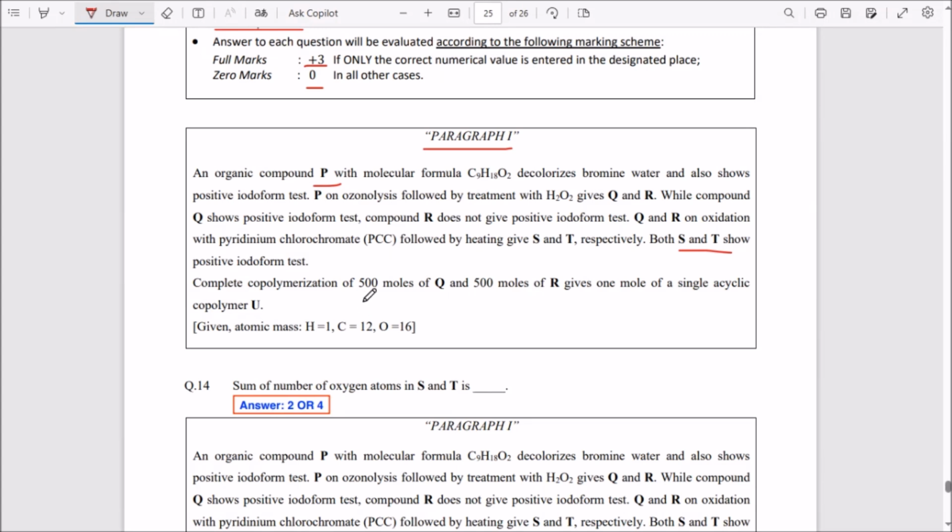Complete copolymerization of 500 moles of Q and 500 moles of R gives 1 mole of a single acyclic copolymer U. Given atomic mass hydrogen is 1, carbon is 12, oxygen is 16. So this is the paragraph given. The question number 14 based on paragraph I. Sum of number of oxygen atoms in S and T is, the answer is 2 or 4. Both are correct options, students.